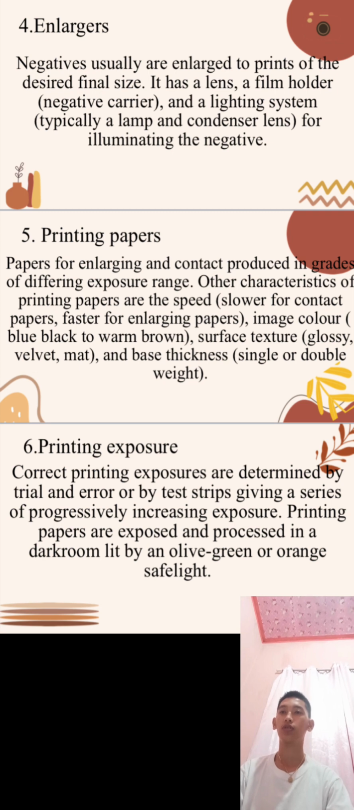Enlargers. Negatives usually are enlarged to prints of the desired final size. It has a lens, a film holder, negative carrier, and a lighting system. Typically, a lamp is considered a lens for illuminating the negative.